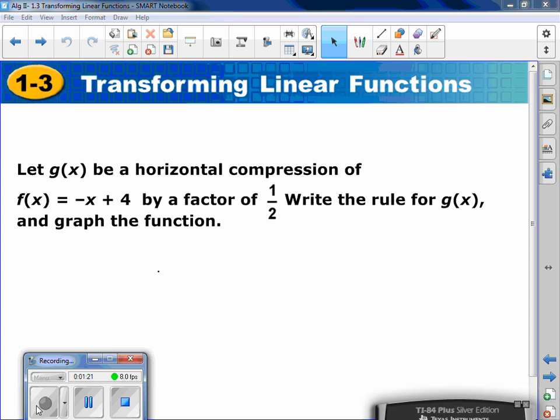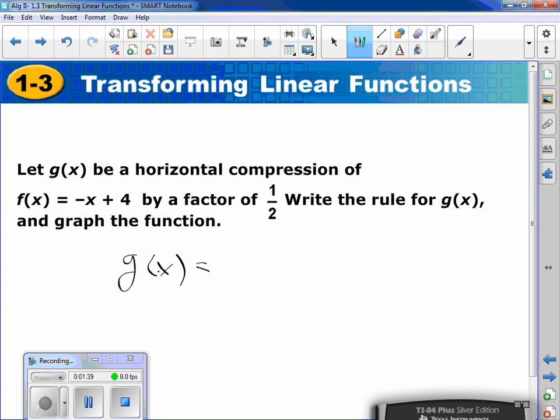We're talking about g being a horizontal compression of f of x equals negative x plus 4. This is an example. We're going to change it by a factor of 1/2. We need to write the rule for g of x. What's occurring here? Which type of transformation?